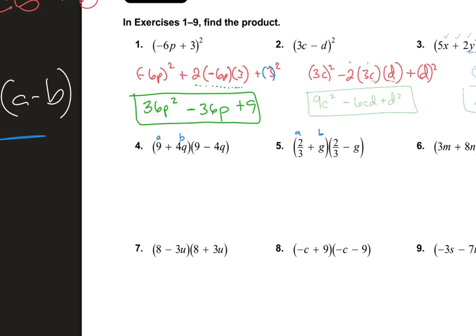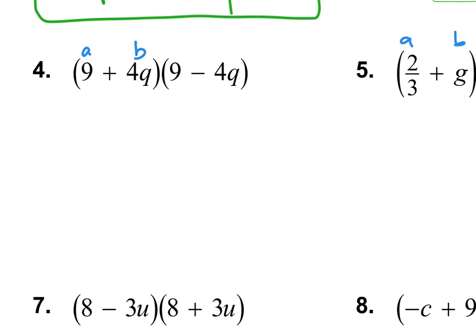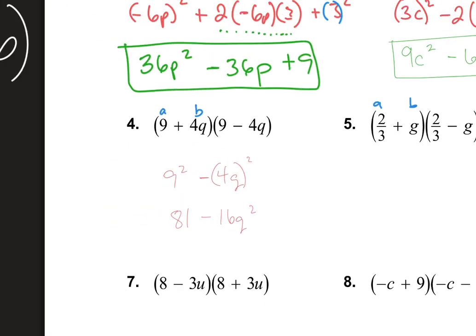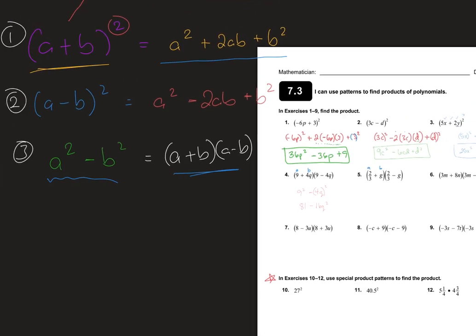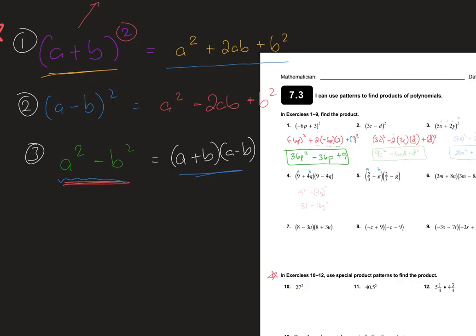So this will follow that a squared minus b squared pattern. So we have 9 squared minus 4q squared. 9 squared is 81, and this is going to be 16q squared. And that seems so wrong, but there it is, right? It's just a squared minus b squared.